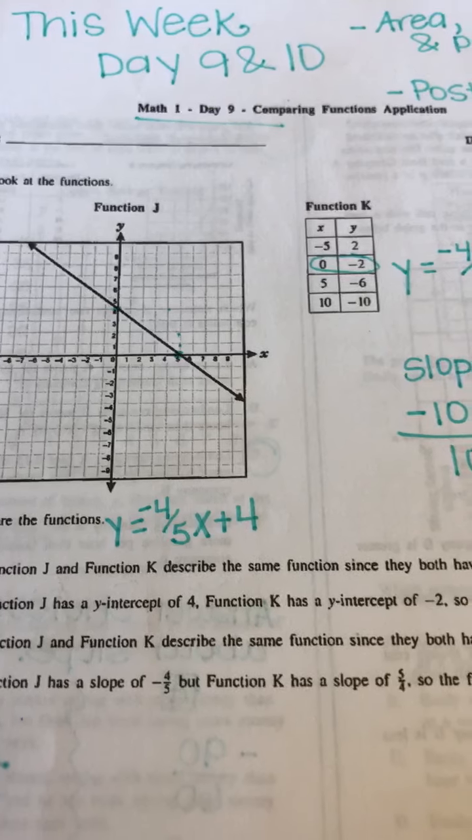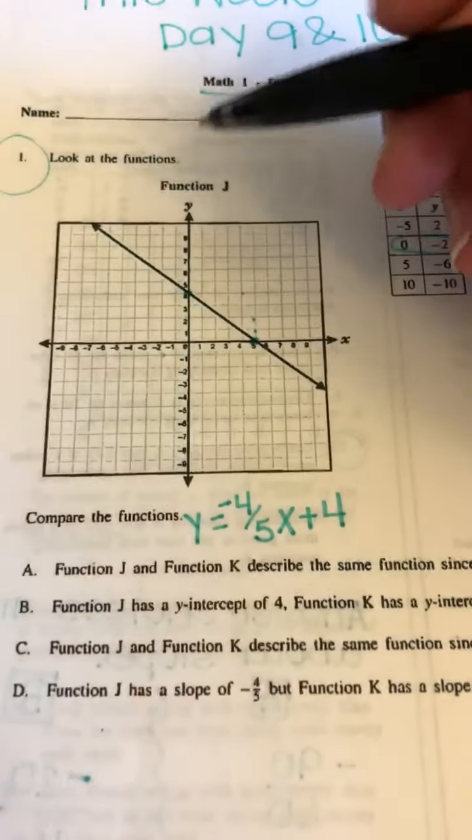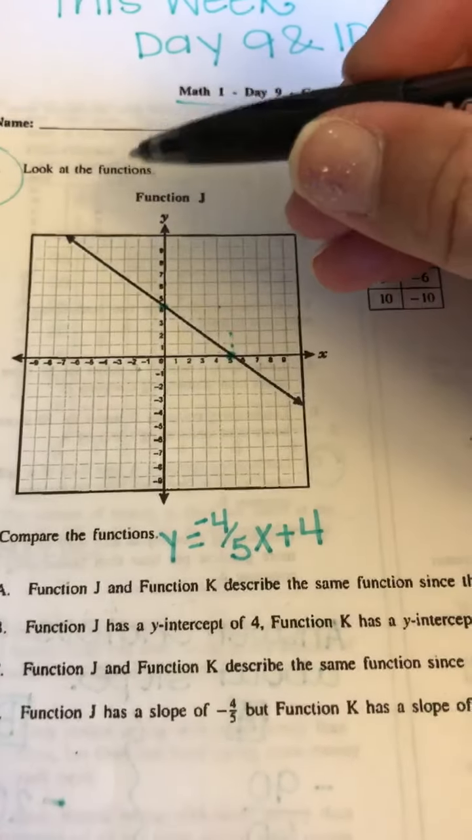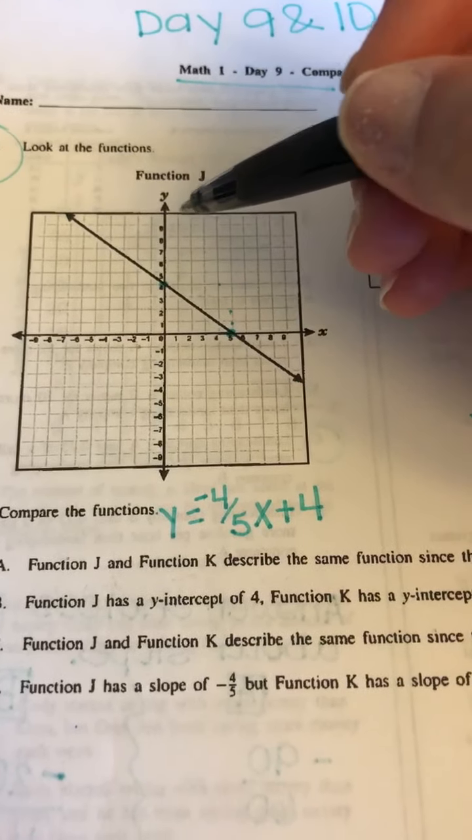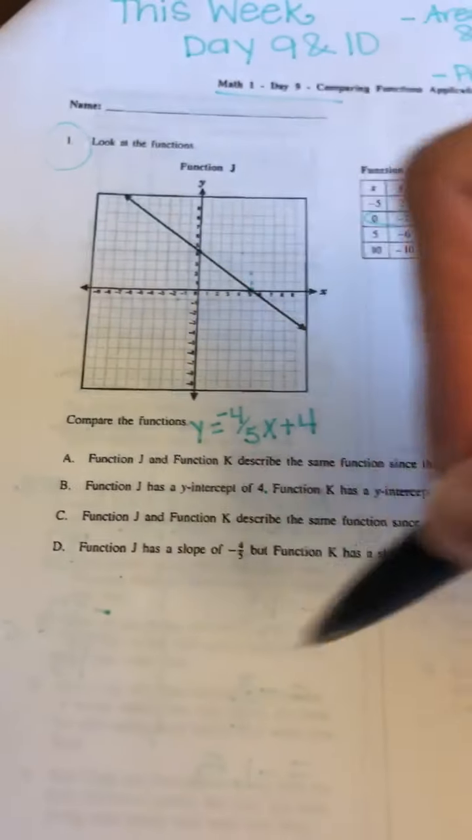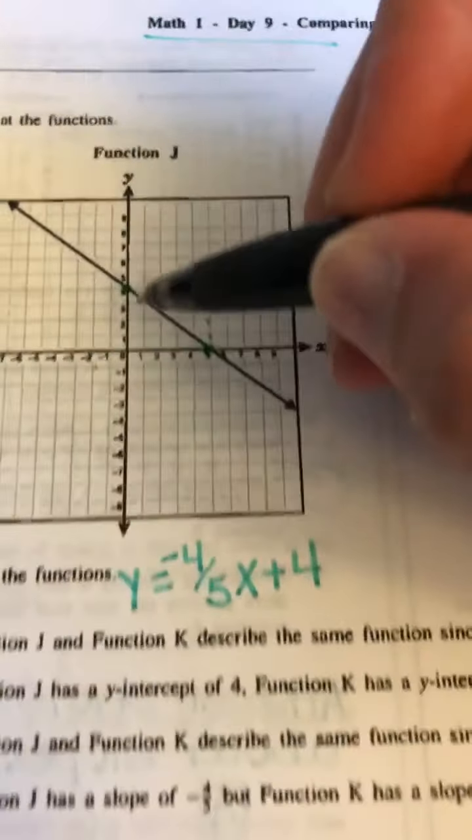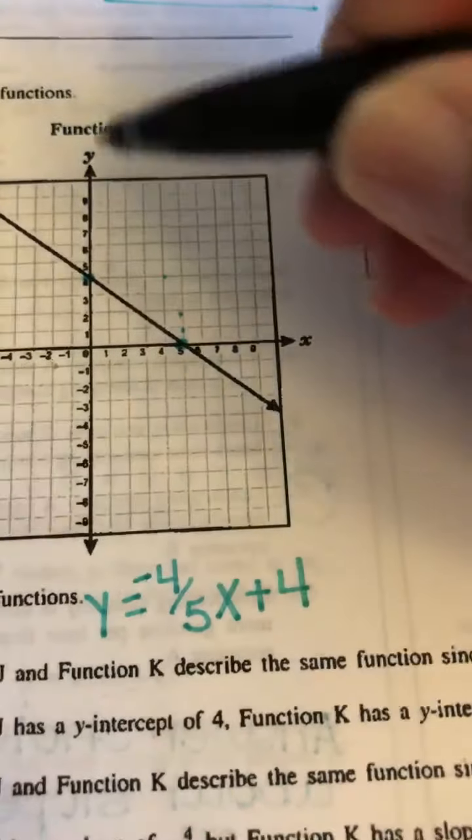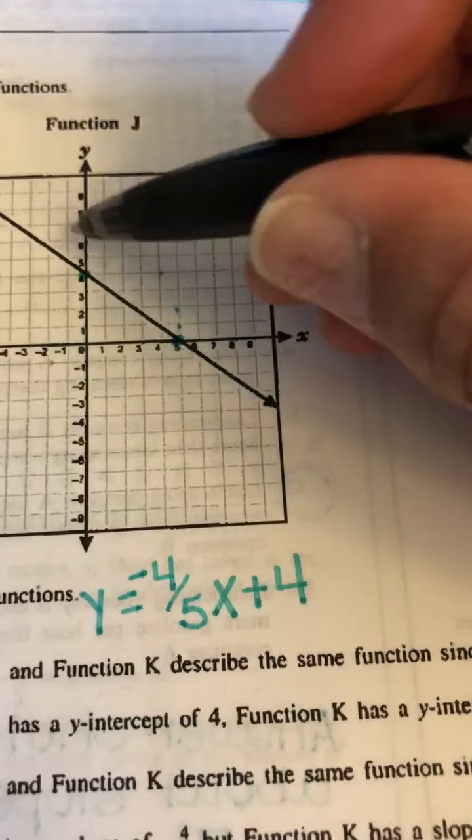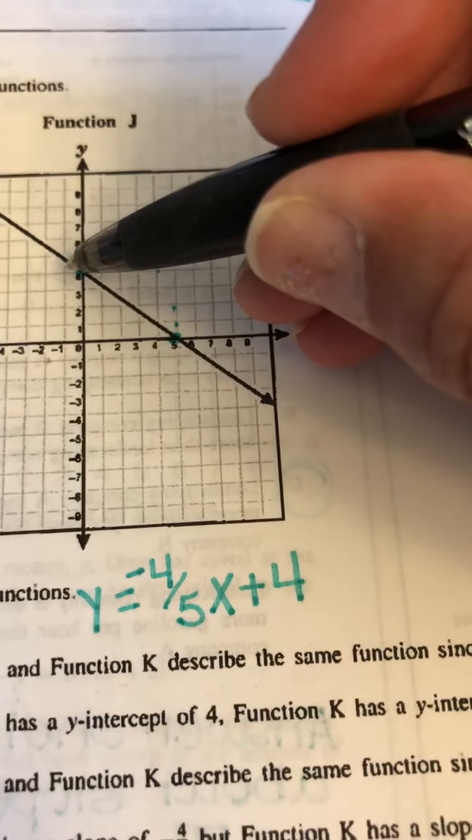So this is coming from Math 1, Day 9, and then I'm going to look at question number 1, and it just says to compare the functions. So what I did was I wrote down the equation because all of the answer choices are talking about the slopes and the y-intercepts. So your y-intercept was 4.